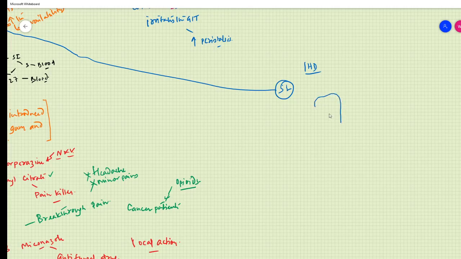Let's say this is the heart, and the muscle of the heart is called myocardium. Myocardium is supplied by coronary blood vessels. If there is deposition of cholesterol on the blood vessels, the lumen of the blood vessels will become thin. Suppose this is the normal lumen, and due to deposition of cholesterol, it becomes plaques. Plaques will deposit on the walls of the blood vessel.